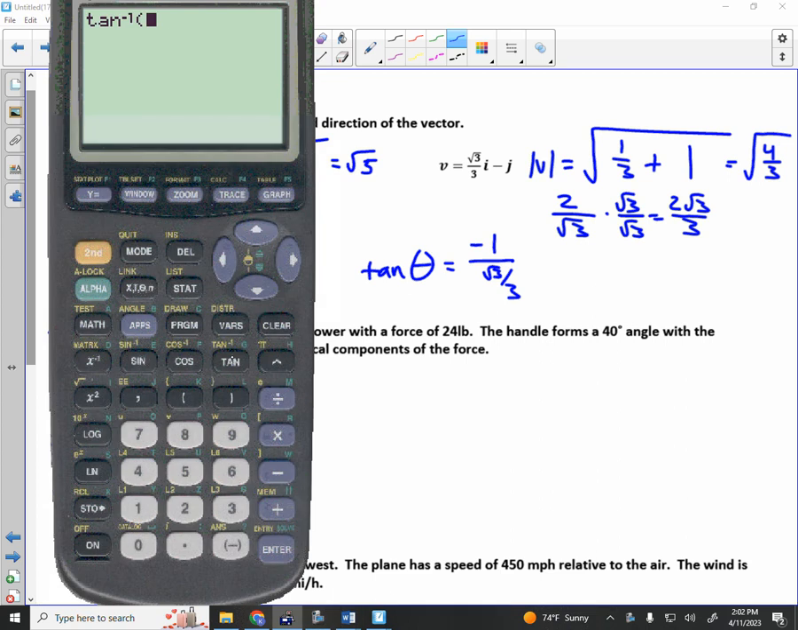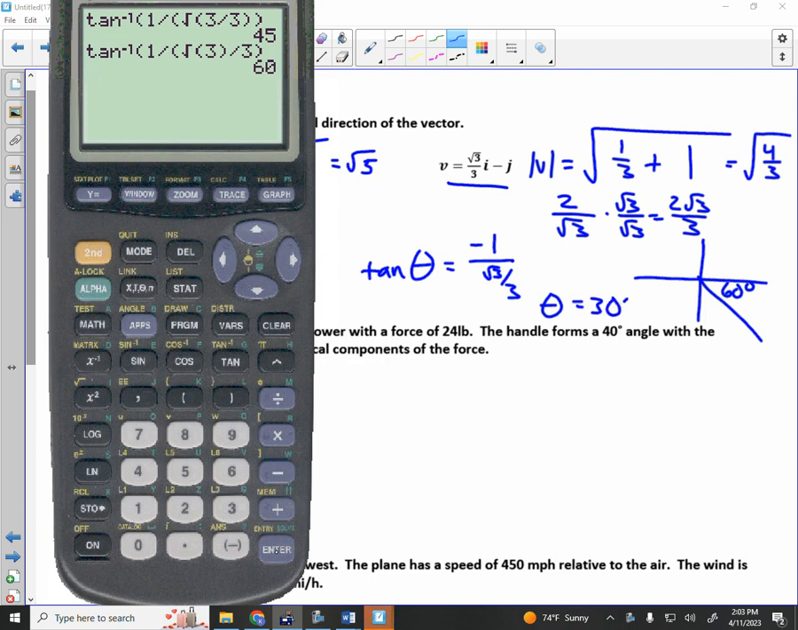Tangent inverse of 1 divided by, parentheses, make sure you put parentheses around everything in the bottom, root of 3 divided by 3. And when you do that, you come up with, whoop, I noticed I made a mistake in my parentheses, didn't I? Sorry about that. I should have a parenthesis right there to close the square root. Then I divide that by 3. My mistake. I press enter and I get 60. Which quadrant are we in? Positive, negative is going to be the fourth quadrant. 60 degrees in the fourth quadrant. Theta is equal to 300 degrees.